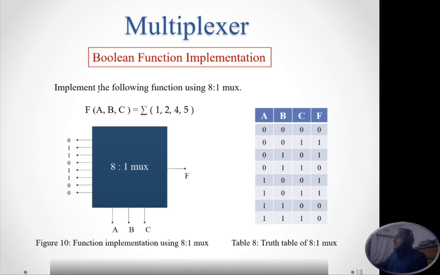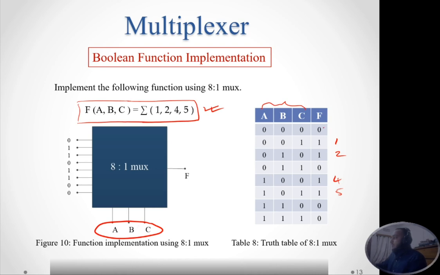We can implement any function of 3 inputs using an 8:1 mux. For example, here we have a function f of abc equals summation of 1 2 4 5. So this is in sum of minterms form. So we can say we need the outputs to be ones in these positions. If we give the inputs of the function as the selection inputs of the 8:1 mux and put the outputs of the function as the inputs of the 8:1 mux, then our function will be implemented.